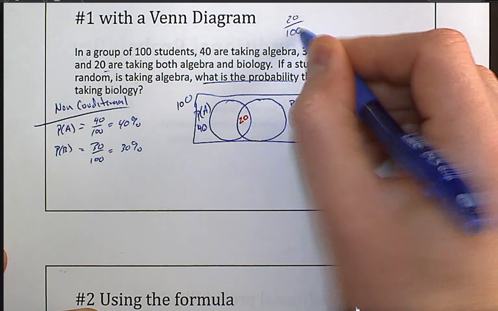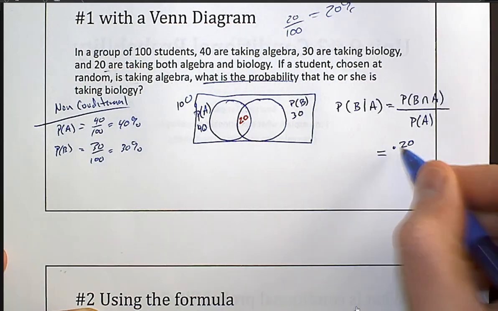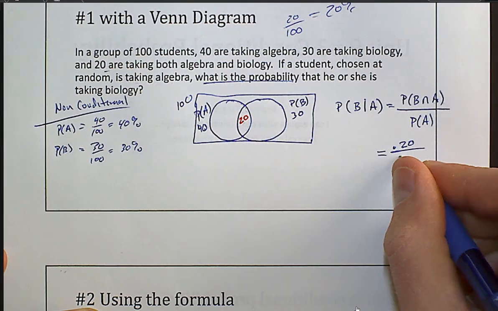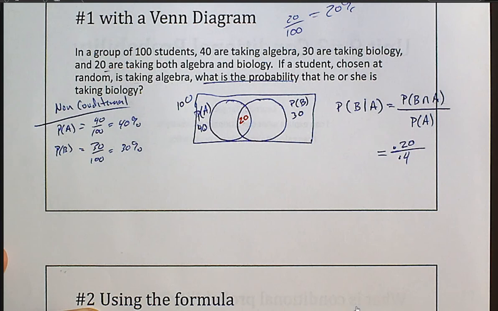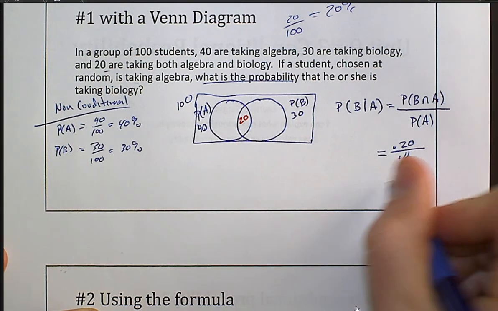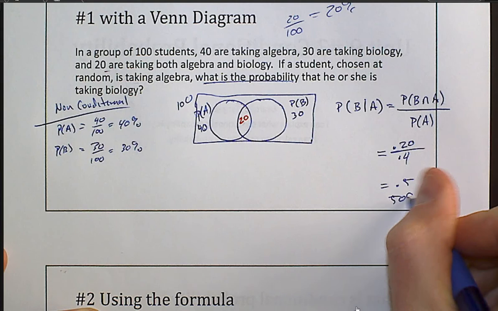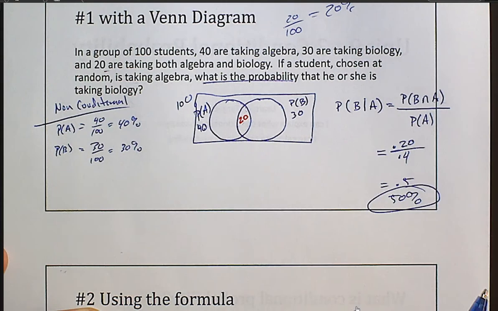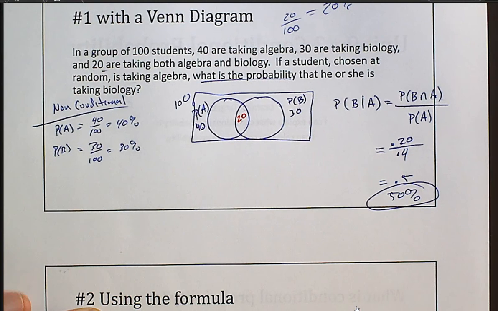That's 20%, so 0.2 over 40%, because that's the percentage of kids taking algebra. Most of you can do this in your head, but I'll show you on the calculator. Divided by 0.4, you're going to get 50%. Okay, 0.5. So 50% is the probability that that person is taking biology when taking algebra. So that's using a Venn diagram.